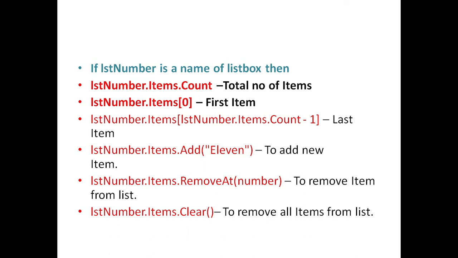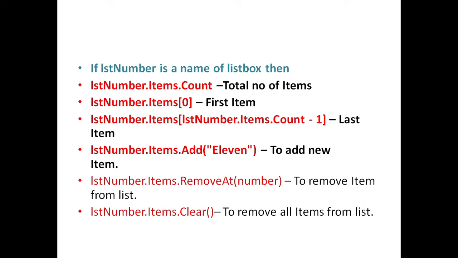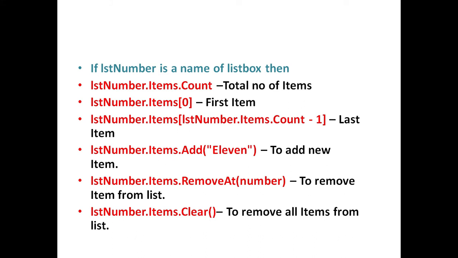lstNumber.Items with index 0 displays the first item from the list box. lstNumber.Items with total count minus 1 displays the last item from the list box. lstNumber.Items.Add will add a new item in the list box. lstNumber.Items.RemoveAt and the index removes the item from the list at the specific index. And lstNumber.Items.Clear removes all items from the list.